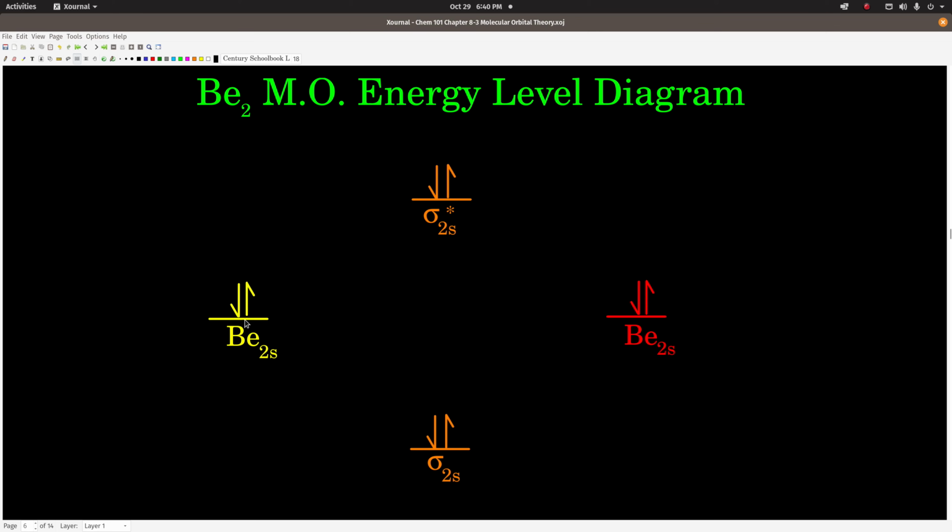All right, so a beryllium atom has 2 valence electrons in its 2s orbital. So we have 2 beryllium atoms, 4 electrons. So when we put them into the molecular orbitals, 2 go into the bonding molecular orbital. And then it's full. So now we put the other 2 in the anti-bonding molecular orbital, just like that.